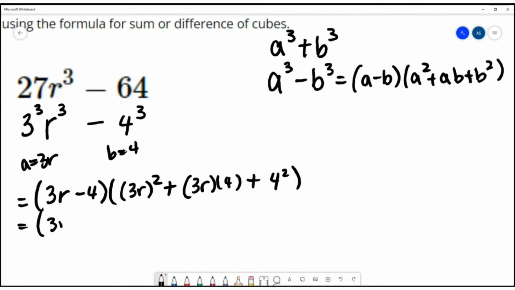So I have 3r minus 4. 3r squared is 9r squared. 3r times 4 is 12r, and 4 squared is 16. So using that difference of cubes pattern, we got 27r cubed minus 64 to factor to be 3r minus 4 times 9r squared plus 12r plus 16.